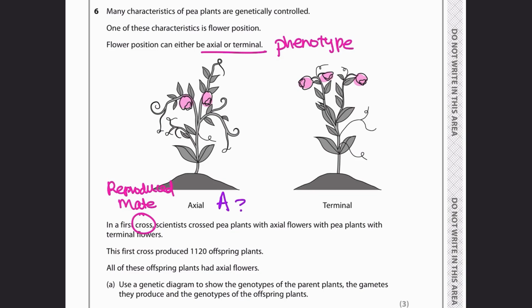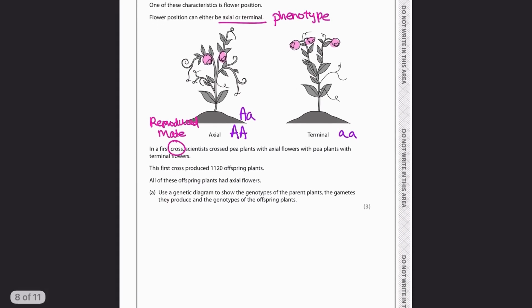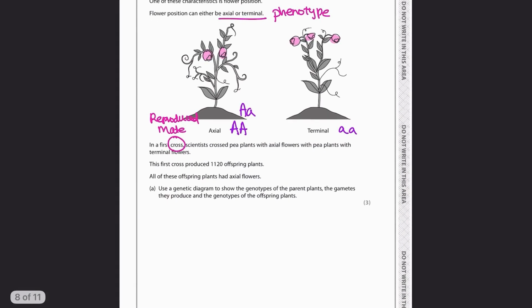And who's the other one? Is it big A, small a, or is it big A, big A? Which one is it? Let's keep thinking. But we definitely know that terminal has got to be the recessive now. We know that for sure. Okay. Now it tells you to draw a genetic diagram. So again, we're thinking about first the parent genotype, and then the parent's gametes, and then the table, and then the percentages, right? So let's have a think.